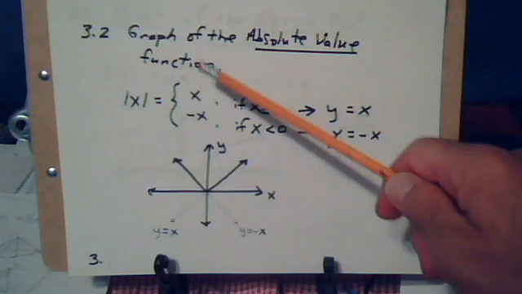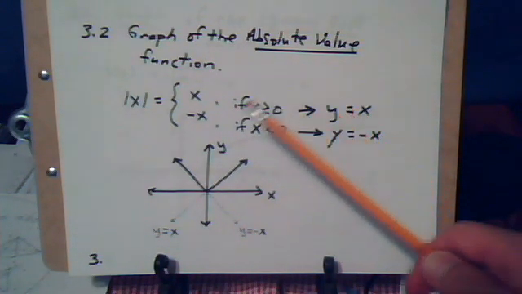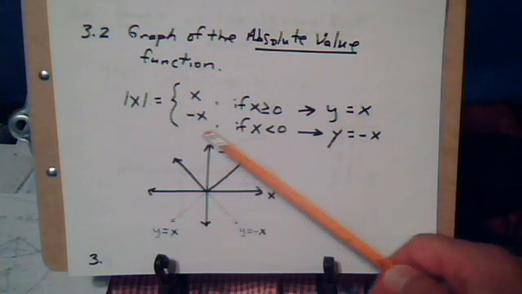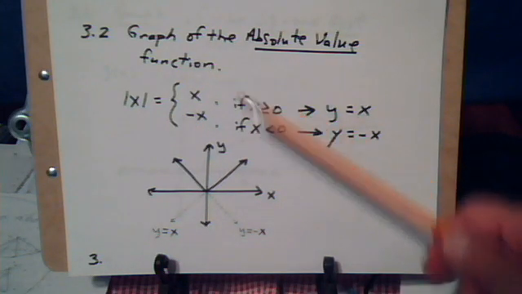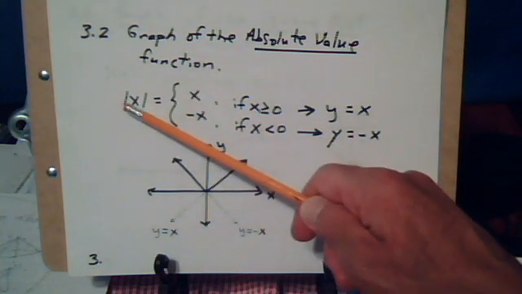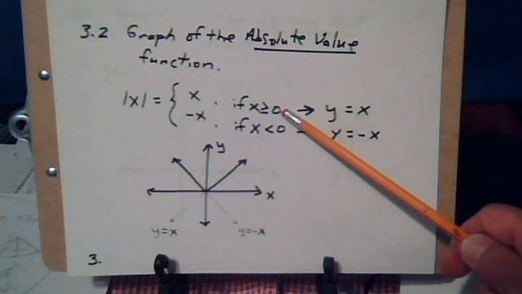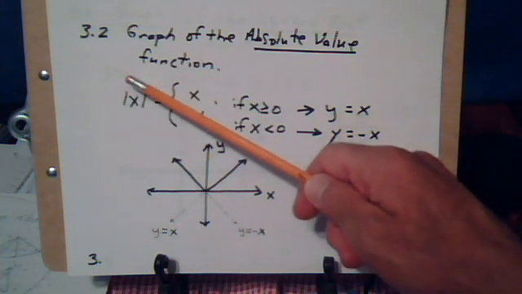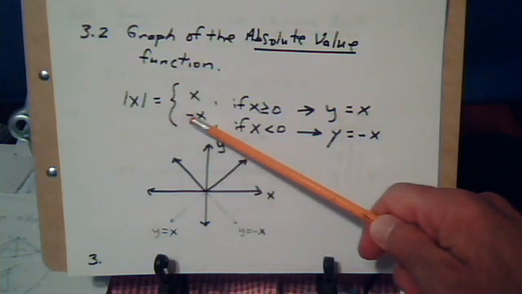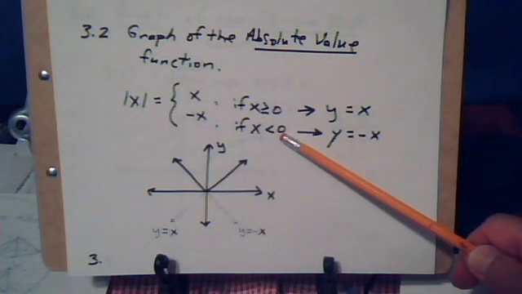Graph of the absolute value function. This is another very popular graph, the absolute value function. And notice it's a piecewise function. It says you're going to let the absolute value of x equal the x that was in there. Just copy it, if x is greater than or equal to 0. And you're going to let the absolute value of x equal the negative of the number you had in there if x is less than 0.